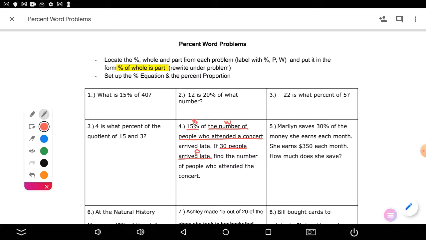Okay, so for each problem, you're going to go through and identify those 3 pieces. And it says, put it in the form percent of whole is part. So there's some space at the bottom. You're going to write 15% of W is 30. Oops, I should have written is, because we're not solving it right now.